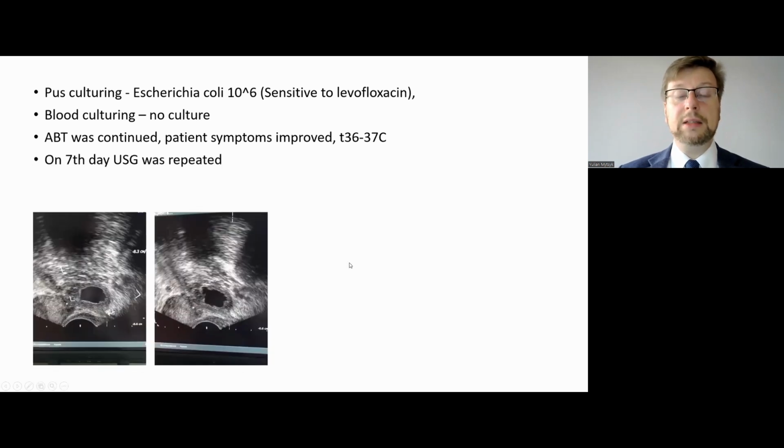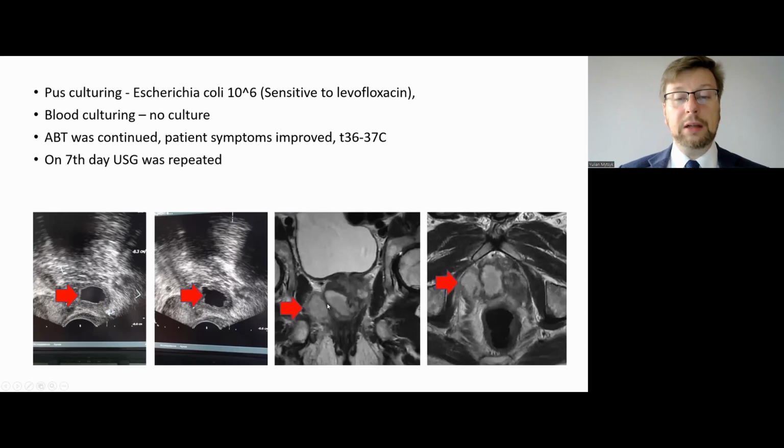On day 7, USG was repeated, and only a paraprostatic lesion, which we had earlier seen on the multiparametric MRI images, was found. We performed evacuation of this lesion using the previous approach, and as a result we received no pus but only exudate, which was also sent for culturing.